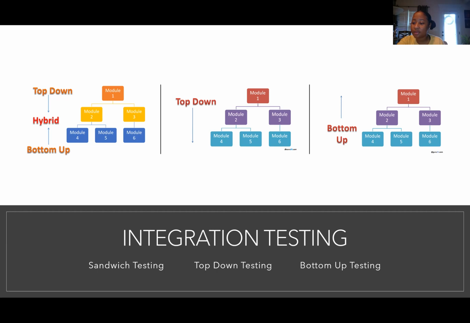Top-down involves testing from top to bottom following the controlled flow of the software system. Bottom-up involves testing of the lower-level modules first. Sandwich testing, which is a combination of both the other methods, involves testing of the top-level modules and the lower-level modules at the same time while the lower modules and top modules are integrated.